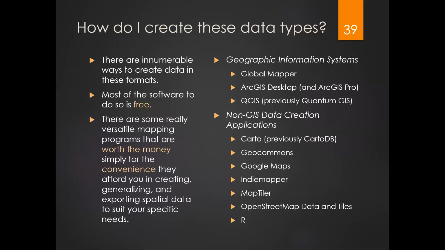And there are some non-GIS data creation applications. They can also be used to create some of the data formats I mentioned in the last several slides. Carto, GeoCommons, Google Maps. Google Maps cannot be considered a GIS, okay? Indy Mapper, MapTiler, or you can use the R language to do that. And some of this software is free. For example, QGIS, Google Maps, Google Earth, they are free. But the rest of them, you need to pay some money to use, okay?